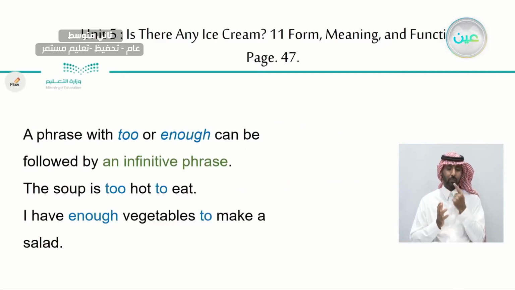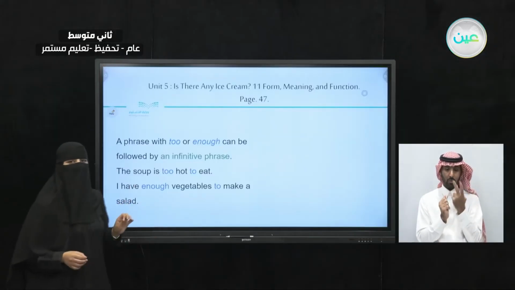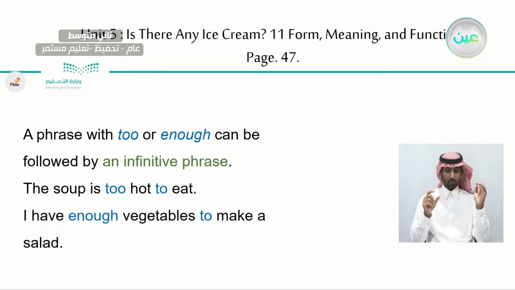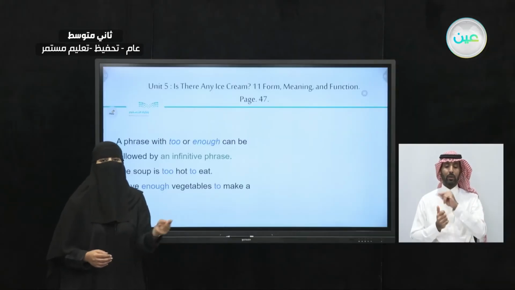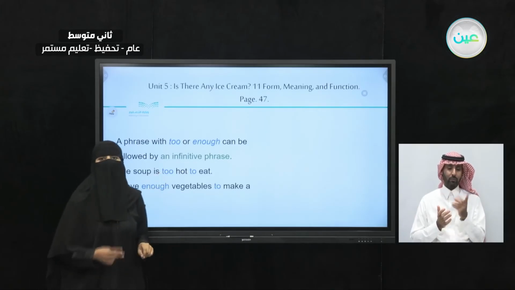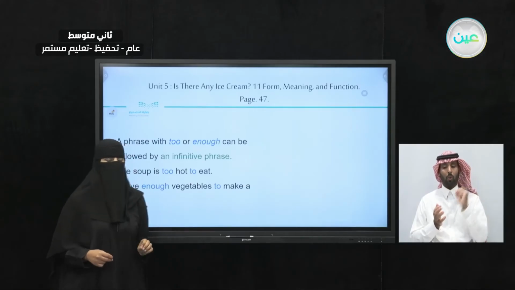A phrase with too or enough can be followed by an infinitive phrase. So, what does that mean? Take a look at this example and let's see the meaning of this sentence. The soup is too hot to eat. Here we have the word too and also the word to. The same pronunciation, but different spelling. Here we have too with double O and then the other one is to with only one O.